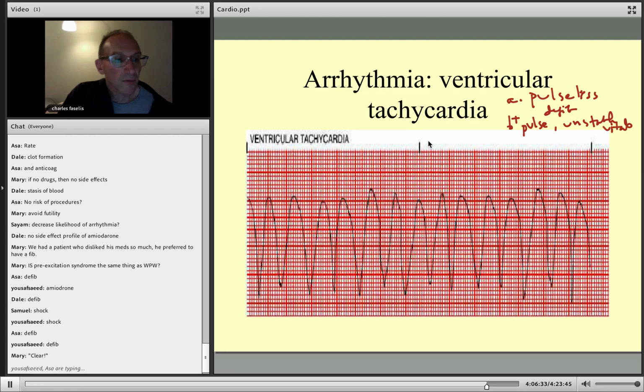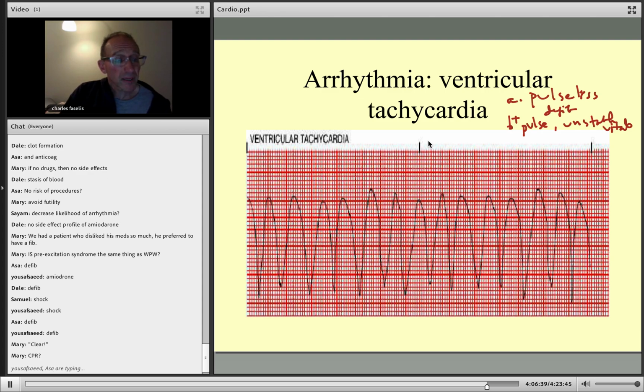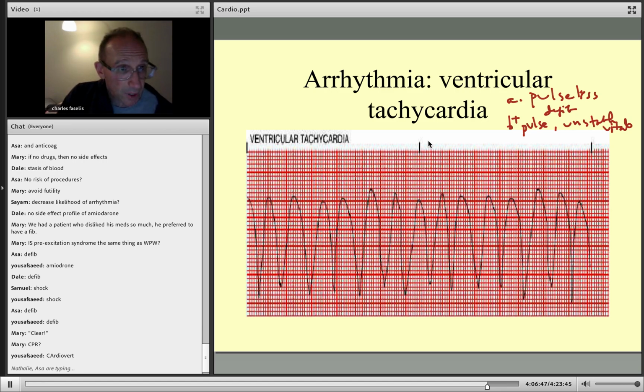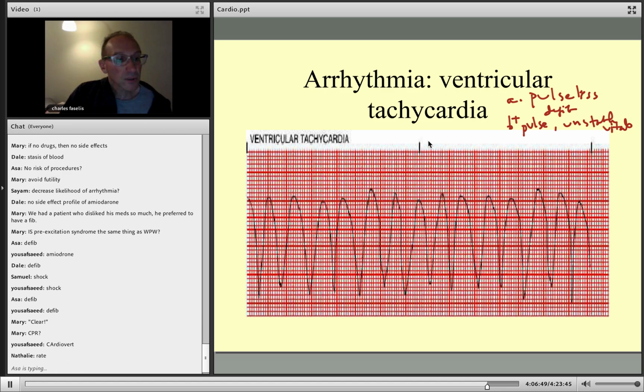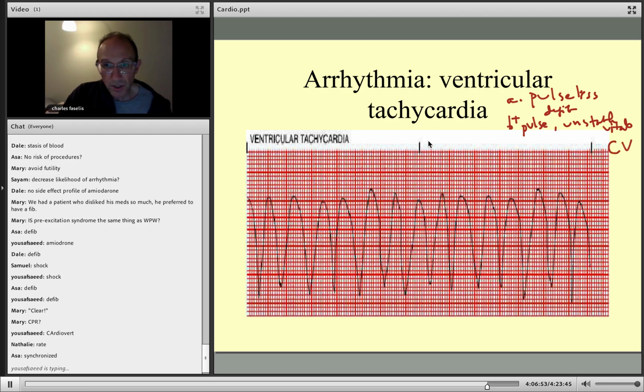What do we do now? What did we do with AFib? Same thing. What did we do with the guy with AFib? Well, all these guys are getting CPR, right? We're stabilizing the airways. Good. So the answer is cardiovert.